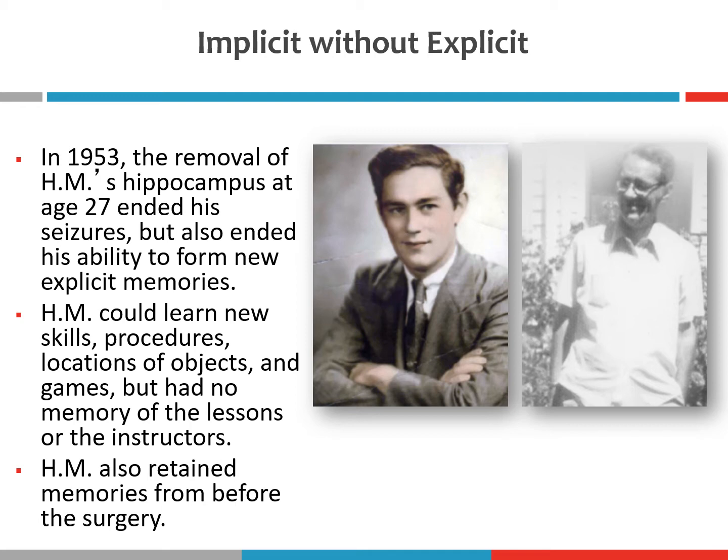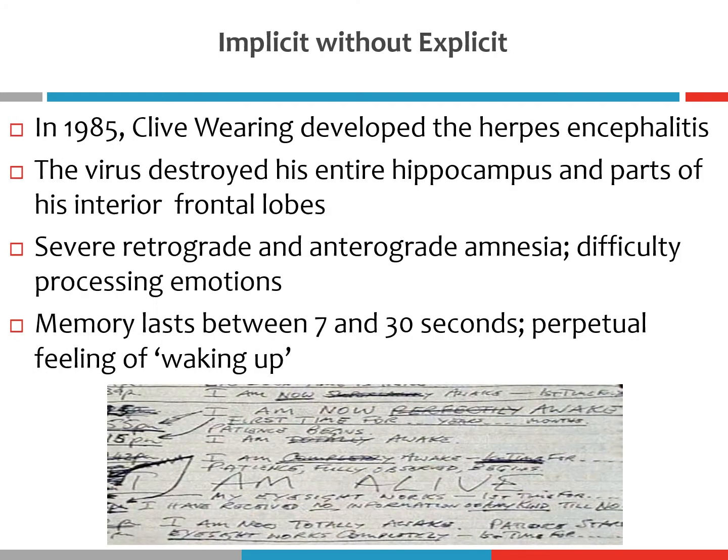So he learned all sorts of things. He learned games, various procedures, locations of objects, and so on. And he demonstrated that he had those skills, that they were retained, even though he had no memory of those learning episodes. Okay. So we see a very striking example of the role of the hippocampus in creating new explicit memories. And also that double dissociation, that you can have no explicit memory, but totally intact implicit memories in the case of HM, or Henry Molaison.